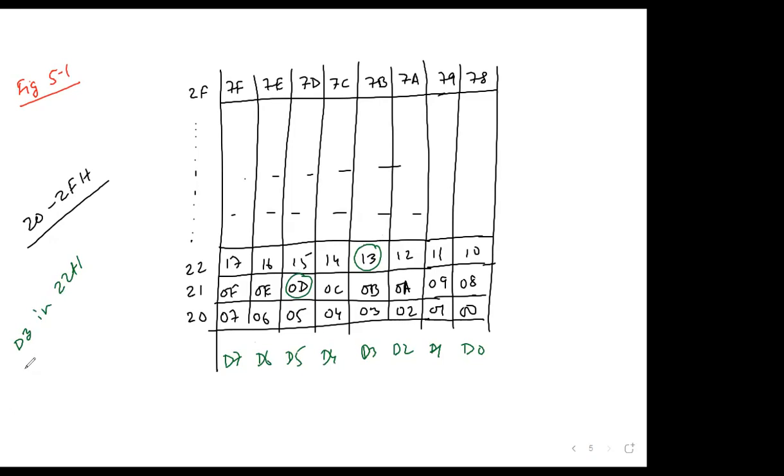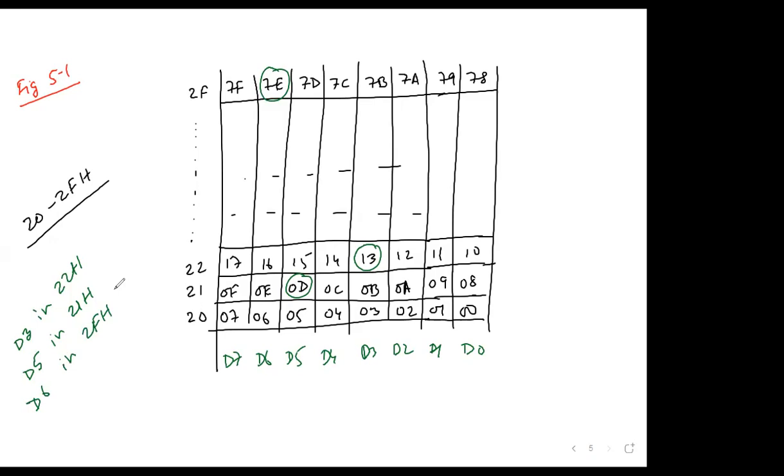05 in memory location 20H. D5 in memory location 21H. Why 28? Oh, yes, sir, 21H. Exactly. So if I ask you where is 7E, your answer will be 7E is D6 in memory location 2FH. Did you understand how to find this?